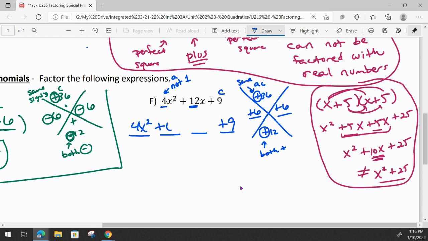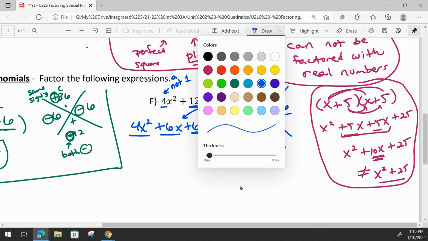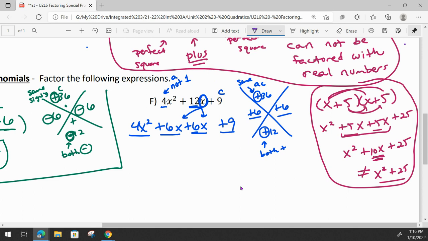Well, when you put the positive 6 in here in the middle, whatever this variable is has to also be part of those middle terms, because those two middle terms have to add up to 12x. Now factor by grouping. So to factor by grouping, separate the first two terms from the second two terms.